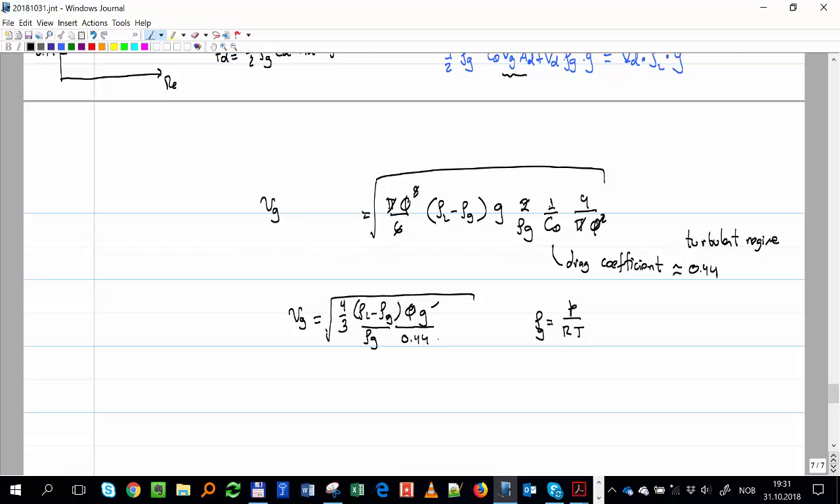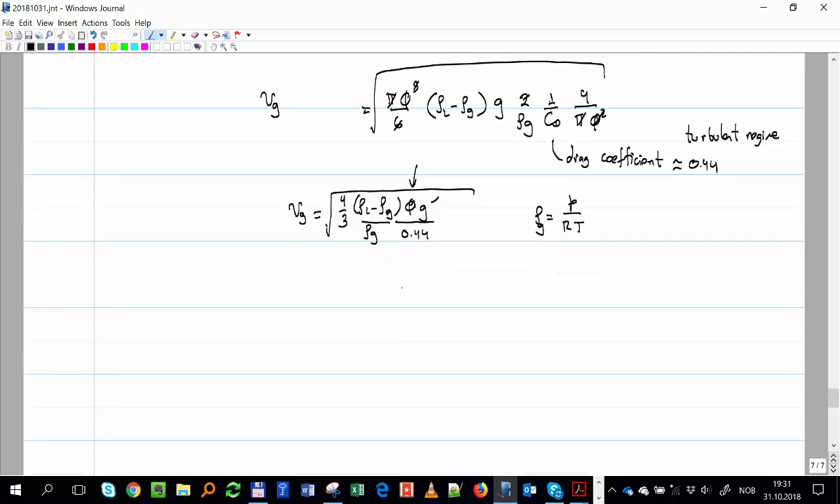This one is 0.44, so I'm almost ready. The only thing that is missing is the diameter of the droplet. What diameter of the droplet to use? That was a big question. Some people say, if I have a lot of liquid, I will have a bigger droplet, and if I have a little bit of liquid, I have a smaller droplet.